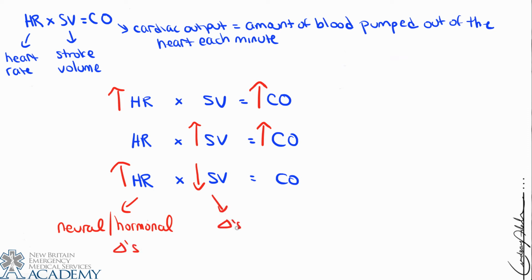Generally, heart rate is going to change in response to neural innervation or hormonal changes, and stroke volume will change in response to changes in the end diastolic volume or the end systolic volume. And we'll talk about exactly how that can be shortly. So let's start by talking about how we change the heart rate.